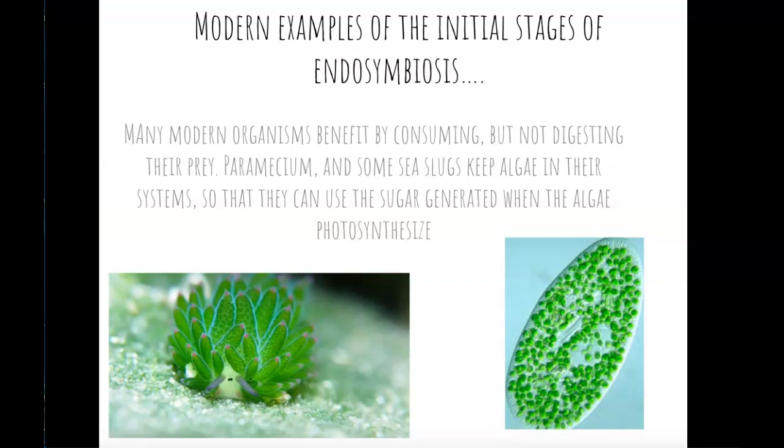The other example that we have, or one of the other examples, is in sea slugs that keep algae in their system, and then they use, in a similar way to the paramecium, the sugar that's generated when the algae do photosynthesis. And so the sea slugs will take in the algae and put it into their tissues, and then the sea slug can move to areas with lots of sunlight and allow that algae to do photosynthesis and create sugars in the same way that the paramecium moves around for the cyanobacteria.